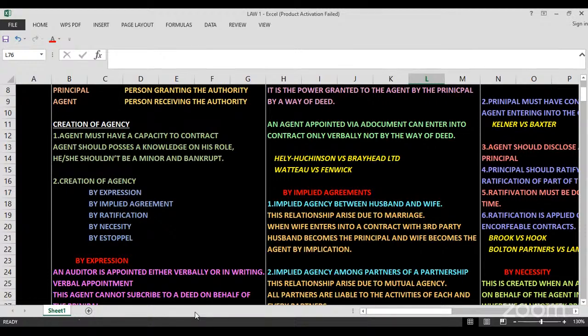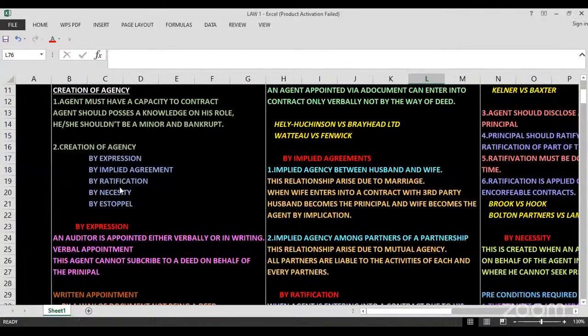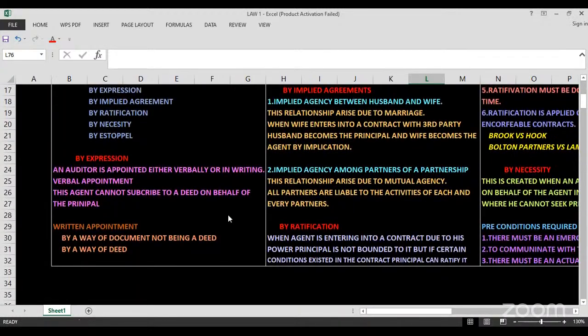The second one is that agency is created in five ways. The first way is by expression. The second one is by implied agreement. The third one is by ratification. The fourth one is by necessity. And the fifth is by estoppel. Let's see how an agency is created by expression.